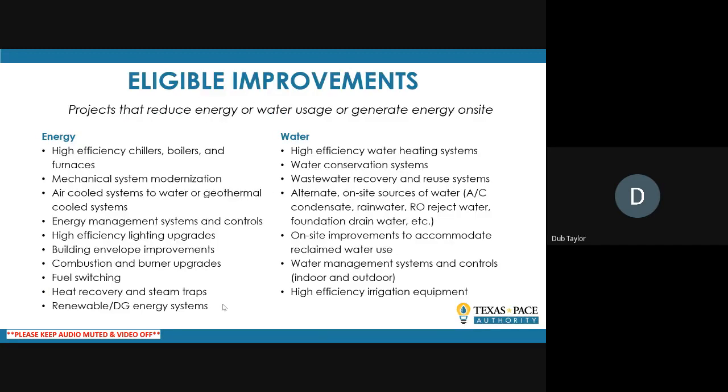The types of improvements that can be funded through PACE. This is just a sample list, but on the energy side: HVAC, lighting, controls, combustion upgrades, fuel switching, distributed renewable energy systems, as well as distributed generation systems of all types. On the water side: fixtures, water and wastewater improvements, reuse, a variety of different things. Essentially anything that reduces energy or water usage or generates power on the customer side of the meter is something that potentially could qualify. So that's what we're talking about as far as the eligible improvements.